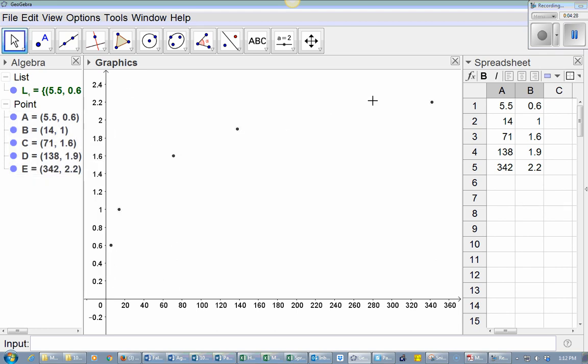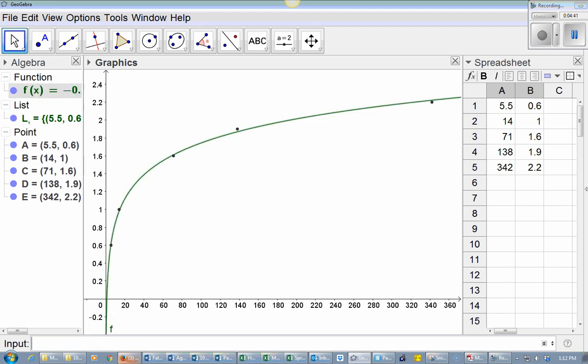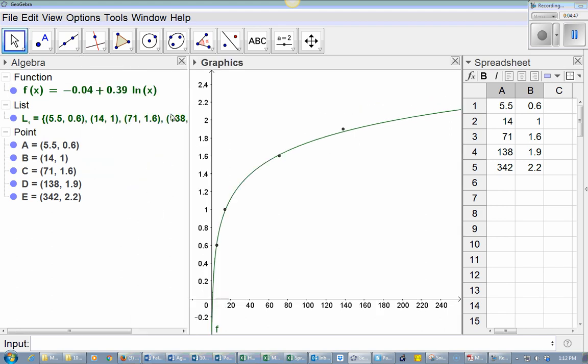Okay, so that looks pretty clearly logarithmic to me. It's increasing, but slowly. So let's do fit log list 1. Oh, it's a really good fit. Goes through almost all the points. Here's my formula.